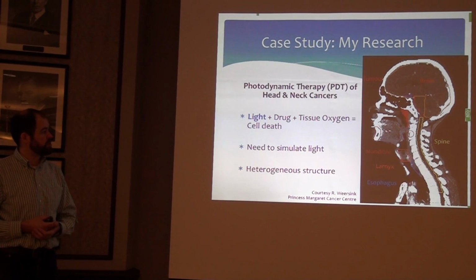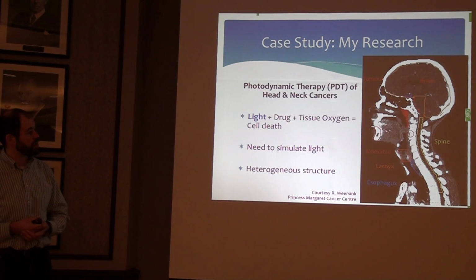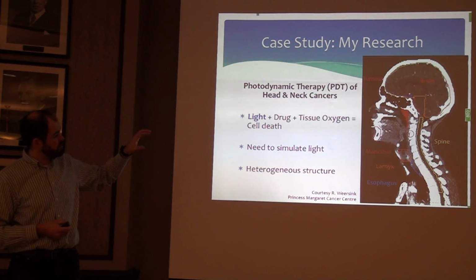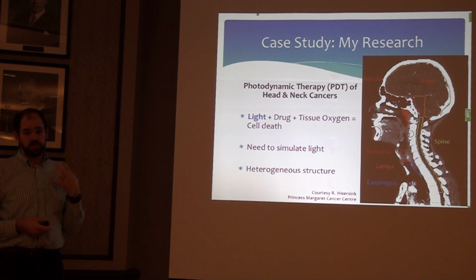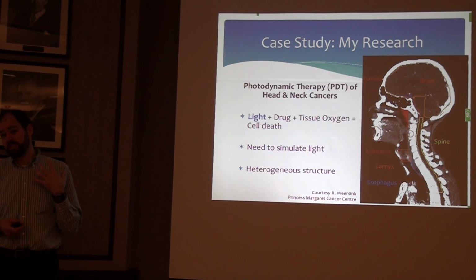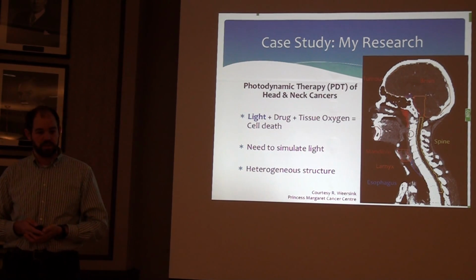So here's an example of a head and neck cancer, the tumor actually marked. And so as you can see, there's a lot of anatomy going on there. As we know, the head and neck has a lot of critical structures. And so if we don't know where the light's going, we don't know what's getting killed, and the outcome for the patient could be very, very bad.